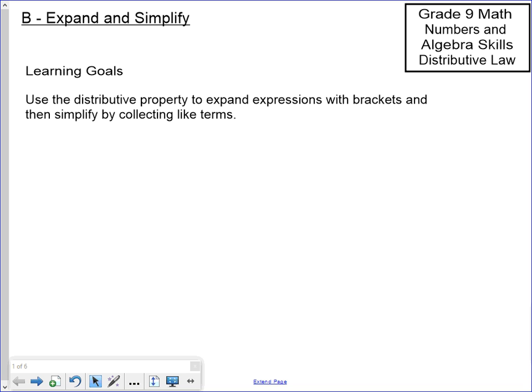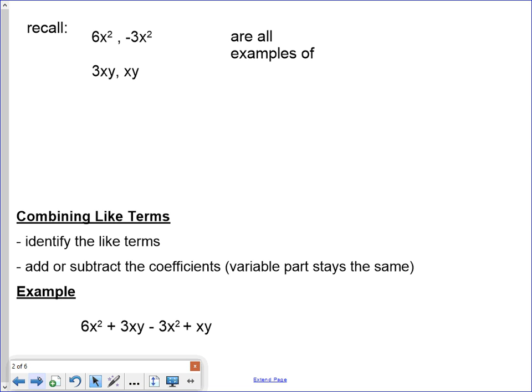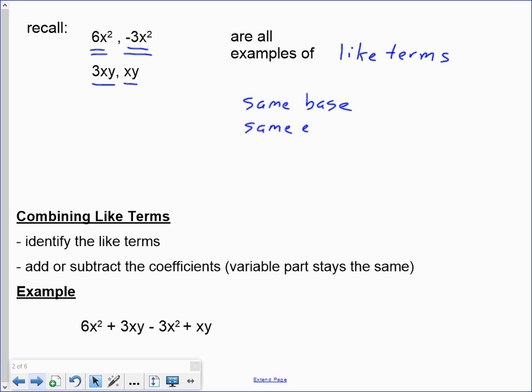Now let's just refresh our memory here on what we mean by like terms, because we talked about this earlier in the course. So up at the top here, you see 6x squared, and you see negative 3x squared. And then you see 3xy and xy. These are all examples of like terms. Now, when we say like terms, the 6x squared and the negative 3x squared are like terms with each other. And why are they like terms with each other? Well, because they have the same base and the same exponent on that base.